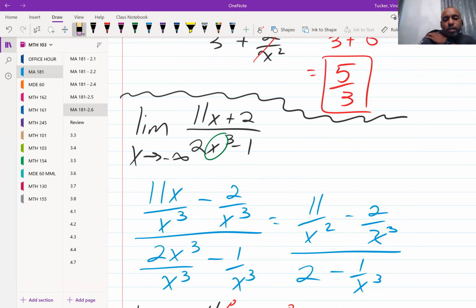So that's 11x over x cubed minus 2 over x cubed, over 2x cubed over x cubed minus 1 over x cubed. One of the x's canceled here. We do x squared. X cubed cancels here. And that's it. So that's 11 over x squared minus 2 over x cubed, over 2 minus 1 over x cubed.